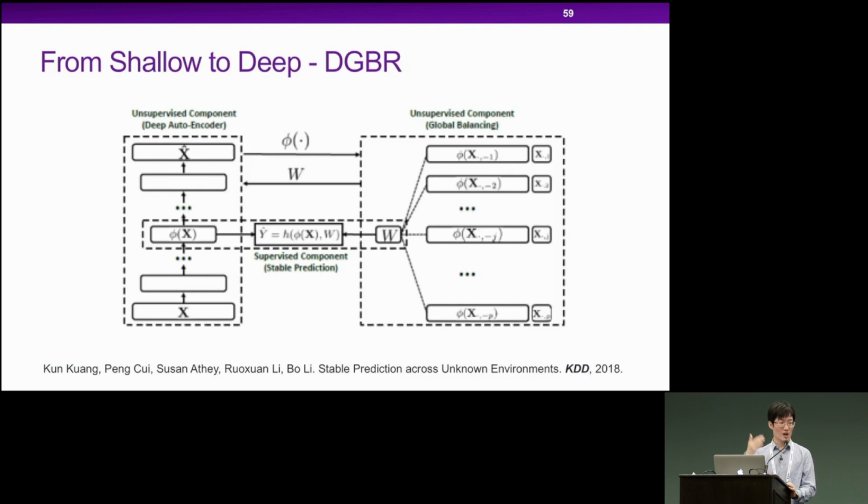model, for example, the autoencoder. We map the input raw variables into a low-dimensional space, and then we can do balancing in the low-dimensional space, right? And then we can also decorrelate the variables and use them to make stable predictions. So here I will show you some preliminary results.